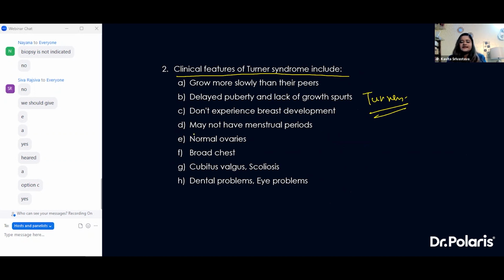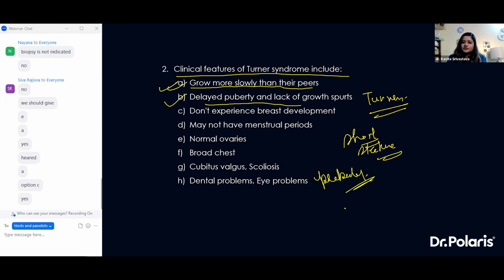Okay, let us see one by one. They grow more slowly than their peers. So Turner syndrome definitely has a short stature. They will have delayed puberty and lack of growth spurt. So it definitely affects puberty, because of the problems in one X chromosome. They will always have delayed puberty, and the proper growth spurt that happens at the onset of puberty would be absent.